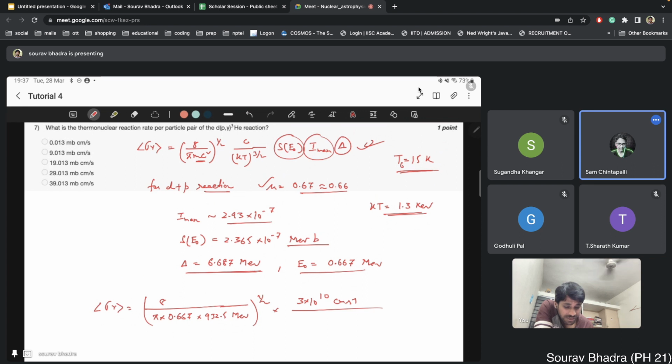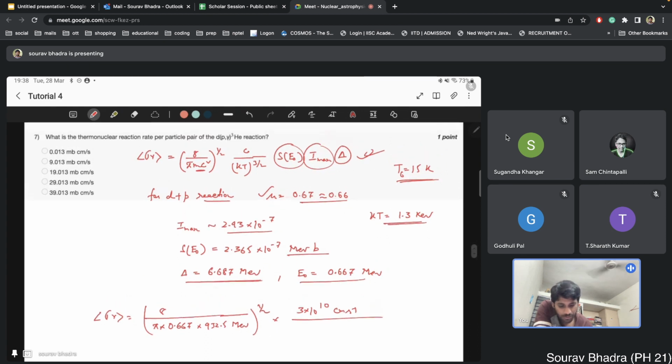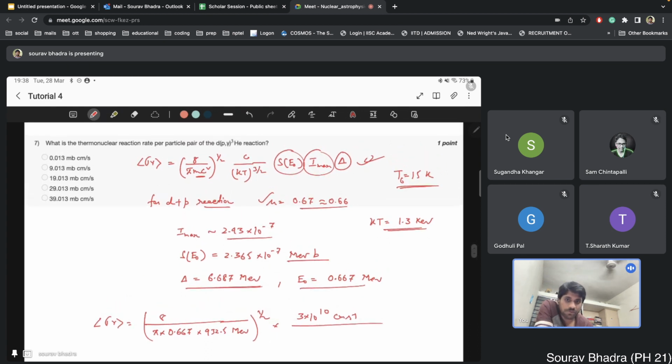You can cancel the c square, because c square to the power half is c, right? Yes, exactly. That you can also do, no problem in that, because for all the problems we have some different ways to solve it. That's why I am following that. So you can do that, you will not use that c and it will give you the same result. In that case you have to put the value of m only, not mc square.